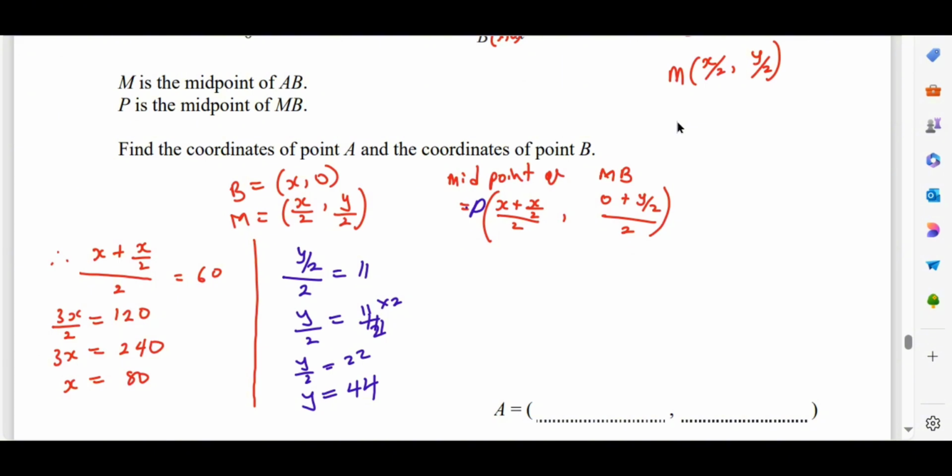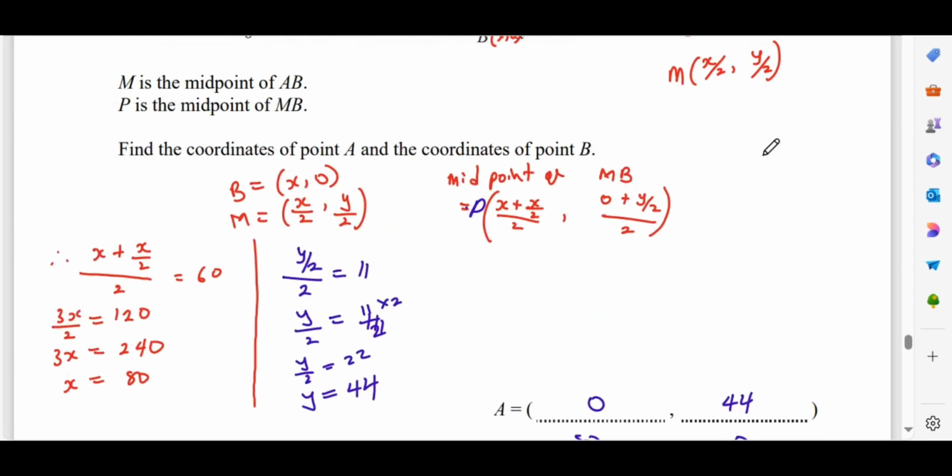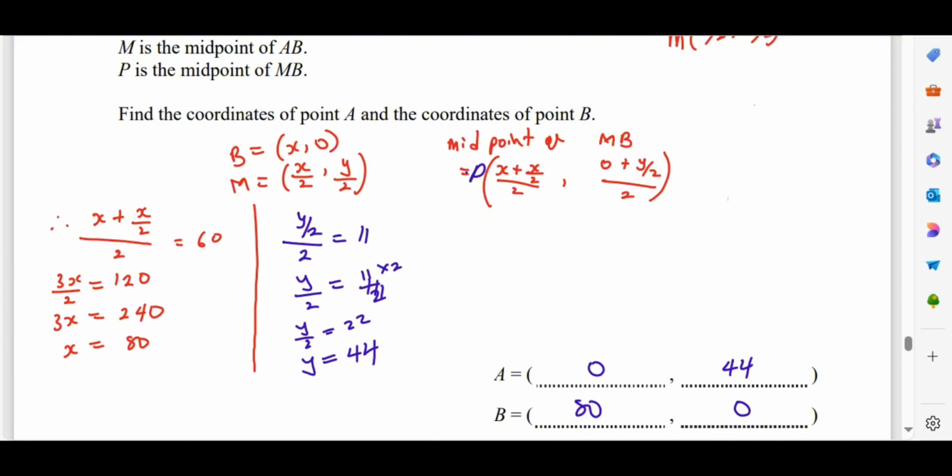So they ask us to find the coordinates A and B. For A, x is 0, and y is 44. And for B, x is 80, and y is 0. After solving a problem like this, you can also check your answer. Just use your blank space, your working or your worksheet, just to be sure of your answer. I'm going to do that here, and clean it afterwards.